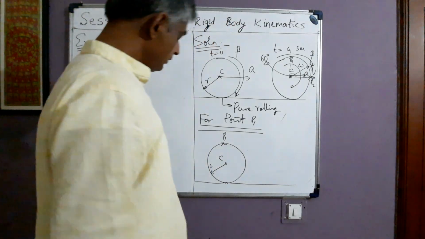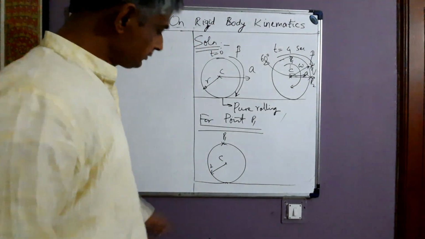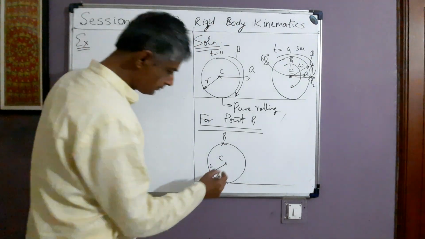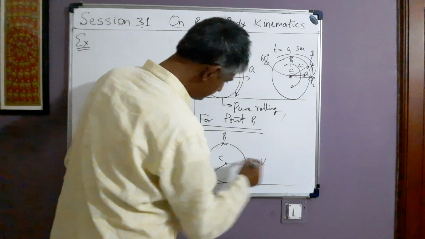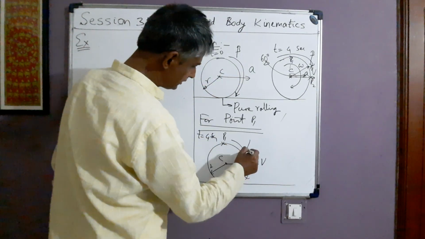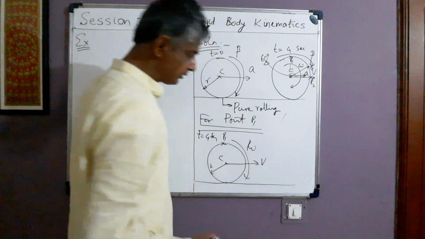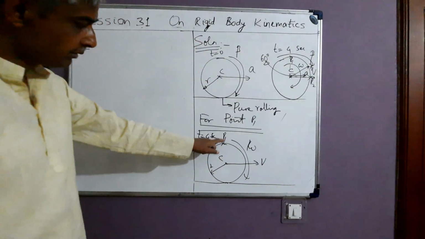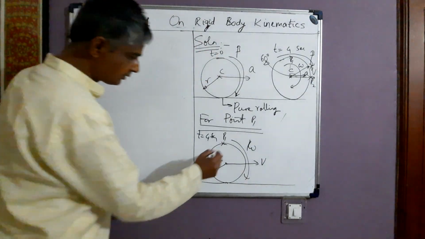What we'll do, we apply the SRC procedure for acceleration between C and P1. Center C is moving at a speed V at t equals 4 seconds. It is rotating at a constant angular acceleration, with angular speed omega clockwise, and P1 is the highest point. This is the radius R.